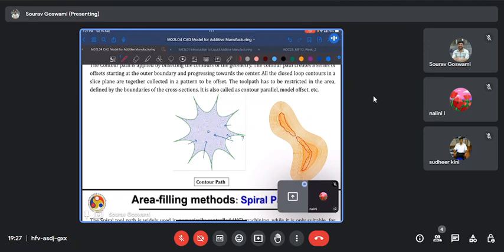And this is because after a point, the aspect ratio of these contours becomes so high that they basically degenerate and they do not deposit any material. So it is very good for regular shapes. However, for irregular or complex shapes, it might not be so suitable.